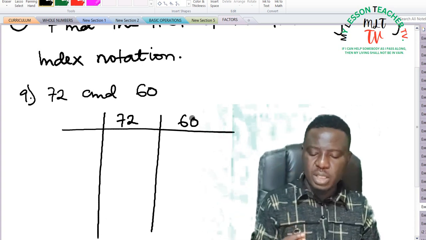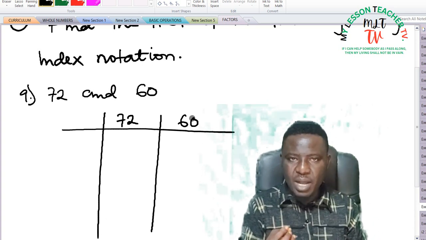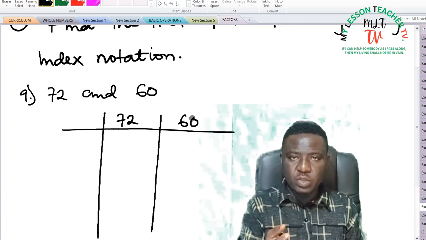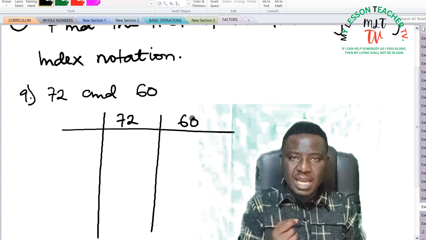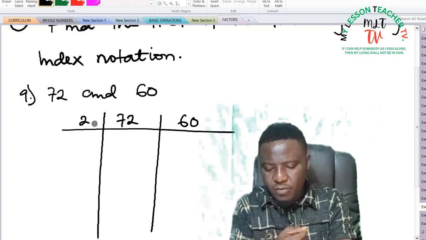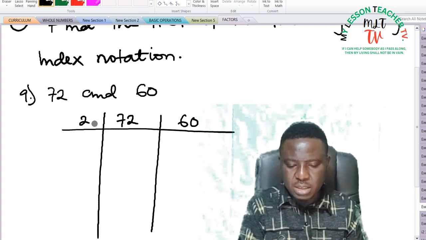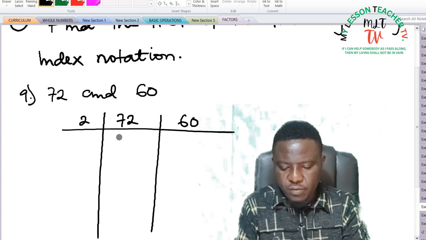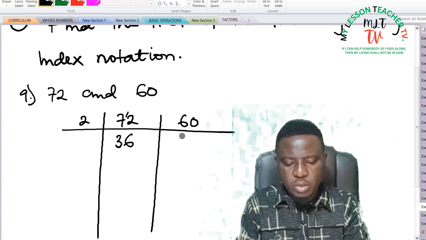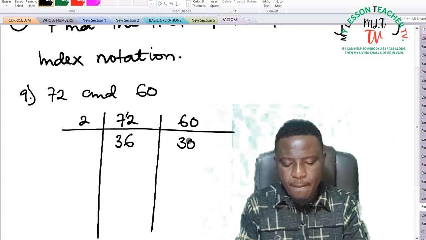You then start with the least prime number that is divisible, and which is 2. 72 and 60 are divisible by 2, being that their last digit is even. So 2 can divide 72 and 60. 2 into 7 is 3 times remainder 1. This becomes 12. 2 into 12 is 6. 2 into 60 is 30.